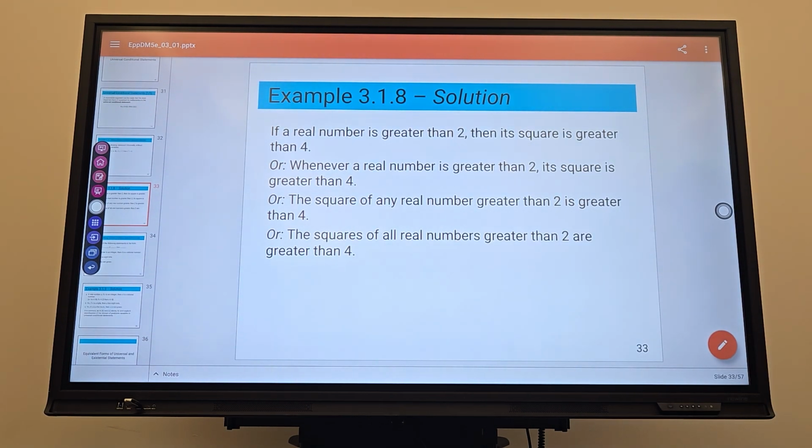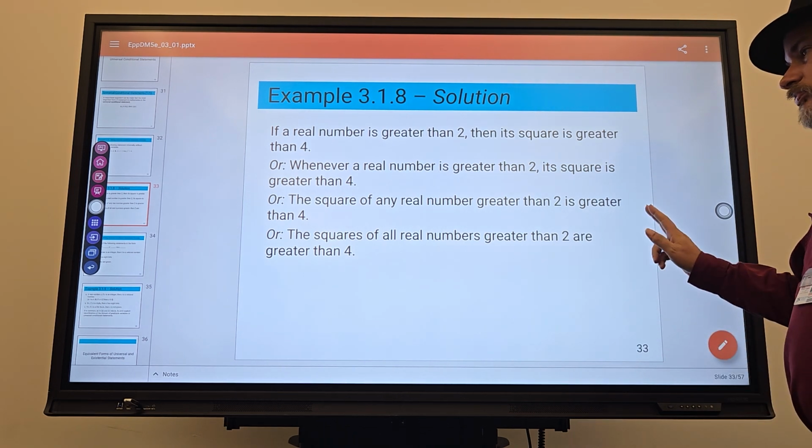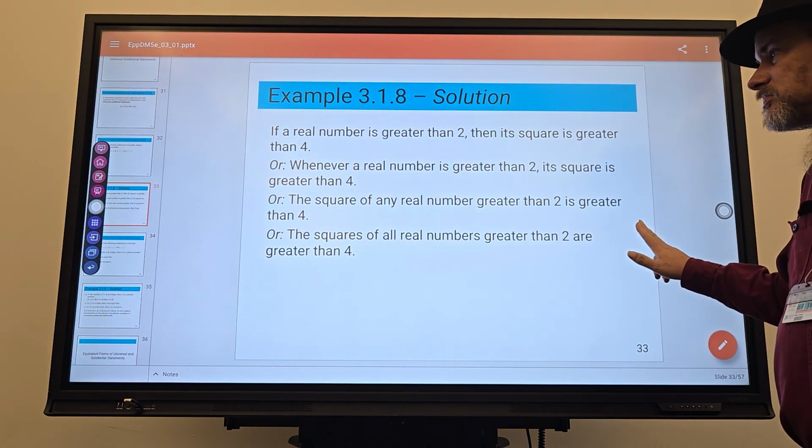If a real number is greater than 2, then its square is greater than 4. The square of all real numbers greater than 2 is greater than 4. Different ways of saying the same thing.